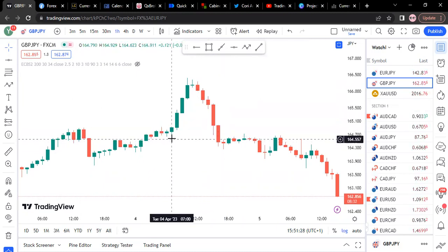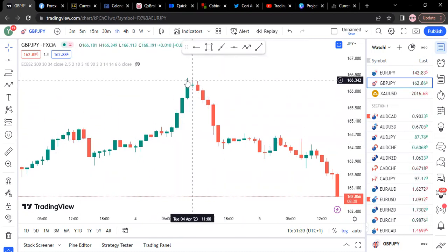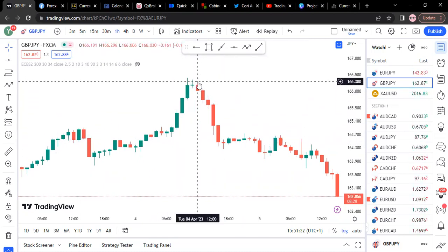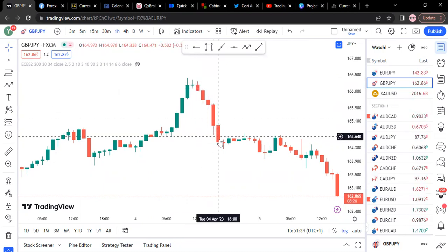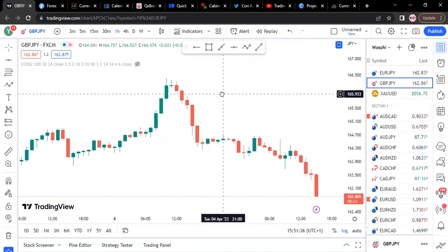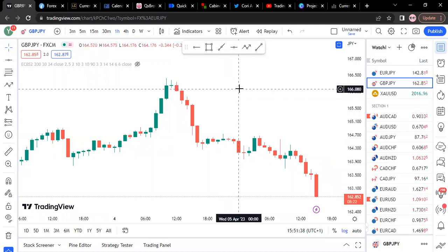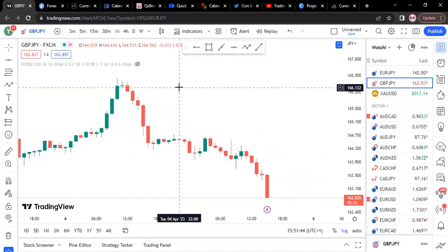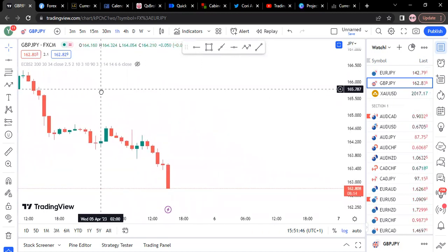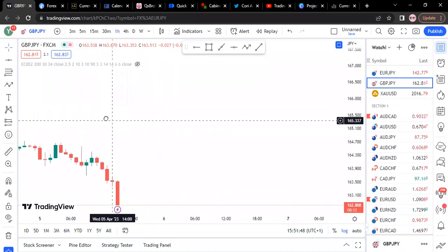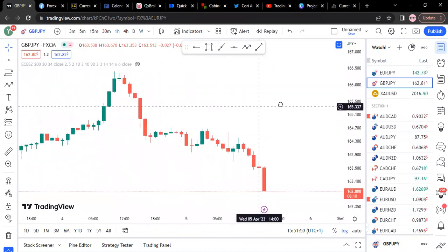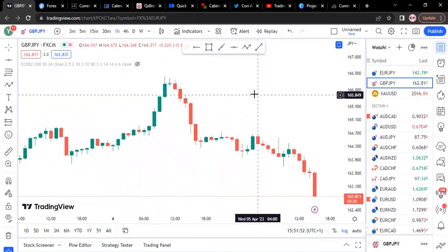So whenever buyers take over the market, it takes it on a green candlestick. Whenever sellers take over the market, they take it on a red candlestick. So whenever you hear traders saying that the market is currently bullish, what they're trying to say in essence is that buyers are taking over the market. But when they say the market is bearish, they say sellers are taking over the market. And that is based on the activities of the candlestick.